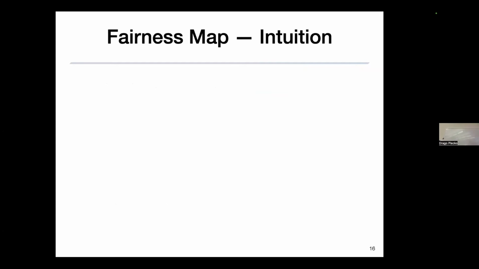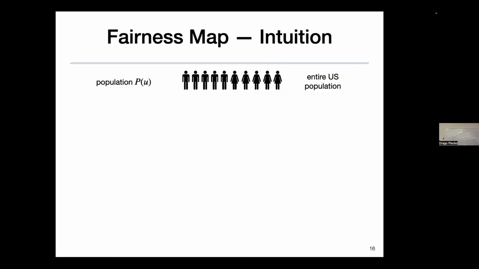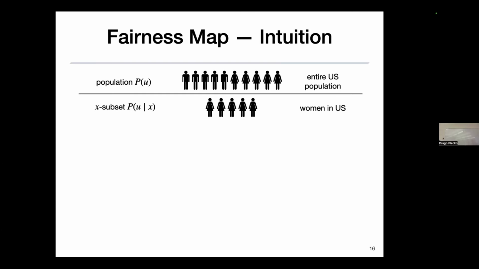Motivated by this, I want to give you some intuition about what our possibilities are, and the intuition for one of the key results that we call the fairness map. It's the following. We can think about the whole population of the United States, and we can try to quantify direct, indirect, and spurious effects for the whole population. Then we may go into a specific subset of this population, and we may try to quantify direct, indirect, and spurious effects only for the women in the United States.